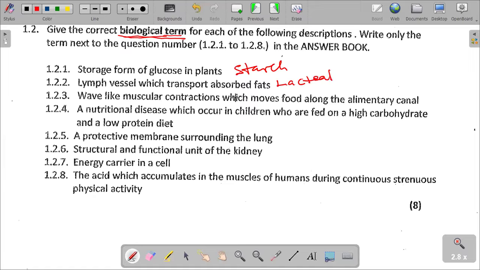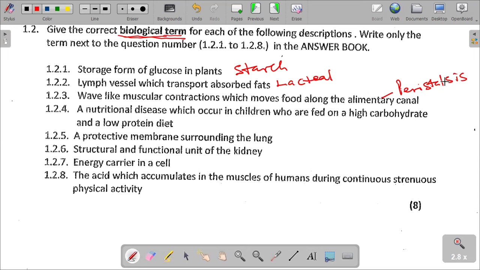Wave-like muscular contractions which move food along the alimentary canal. The contraction and relaxation of the digestive system or the alimentary canal is called what? It is called peristalsis.